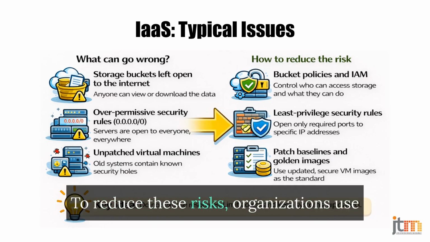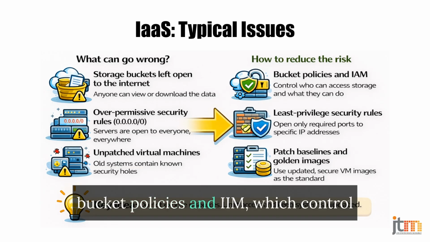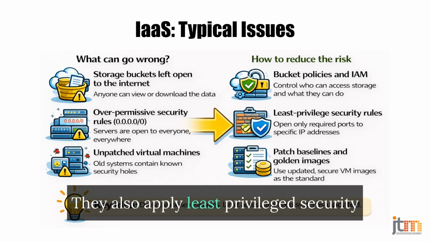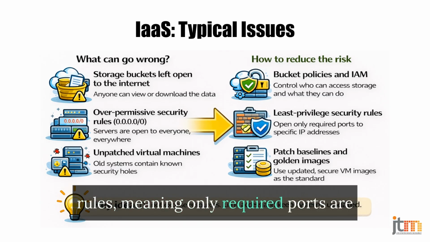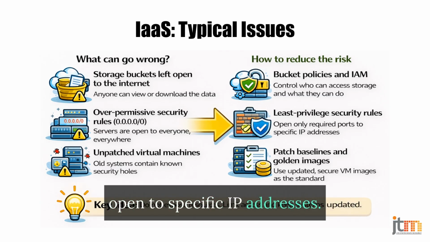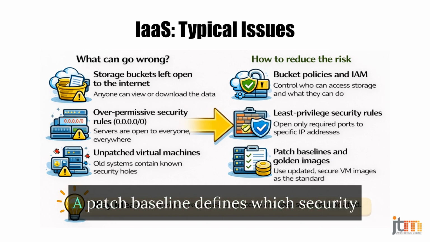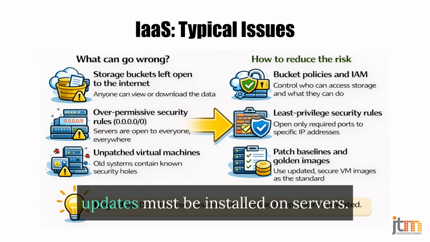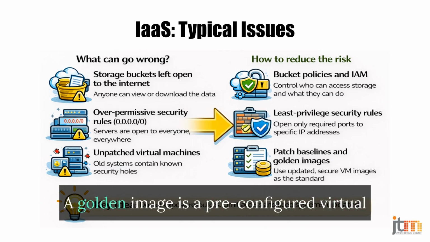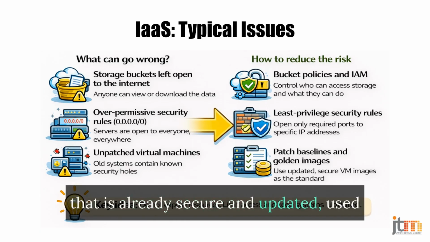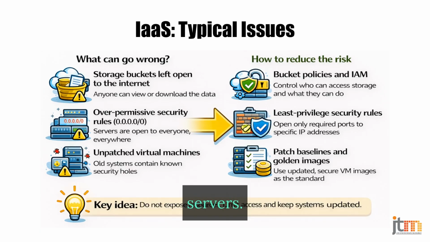To reduce these risks, organizations use bucket policies and IAM, which control who can access storage and what they can do. They also apply least privilege security rules, meaning only required ports are open to specific IP addresses. Another protection is using patch baselines and golden images. A patch baseline defines which security updates must be installed on servers. A golden image is a pre-configured virtual machine image that is already secure and updated, used as the standard when creating new servers.